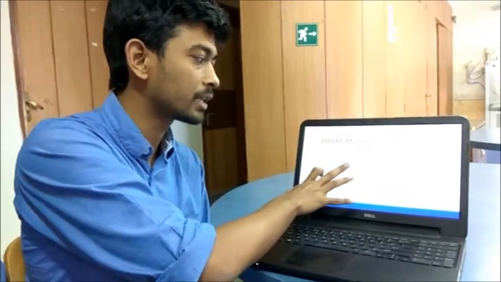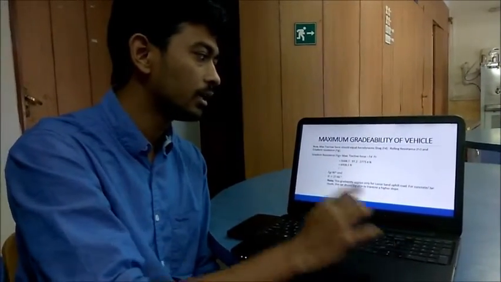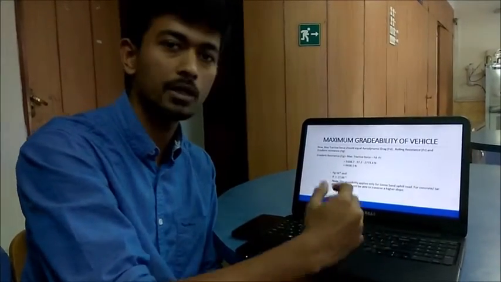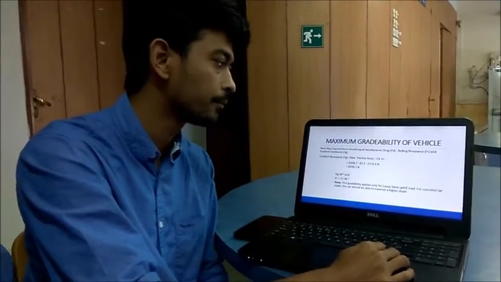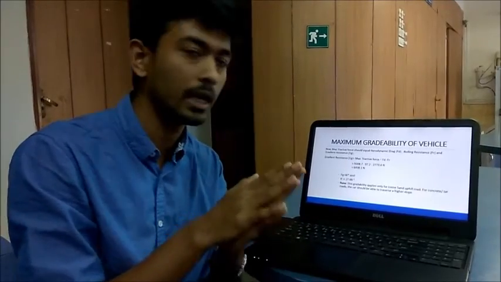We know the maximum traction is 9,308 newtons, which we have calculated earlier. The aerodynamic drag is 97.2 newtons. And the rolling resistance, assuming the coefficient to be 0.2, we have got 2,773 newtons. And we get the total gradient resistance that the vehicle can offer as 6,438 newtons.